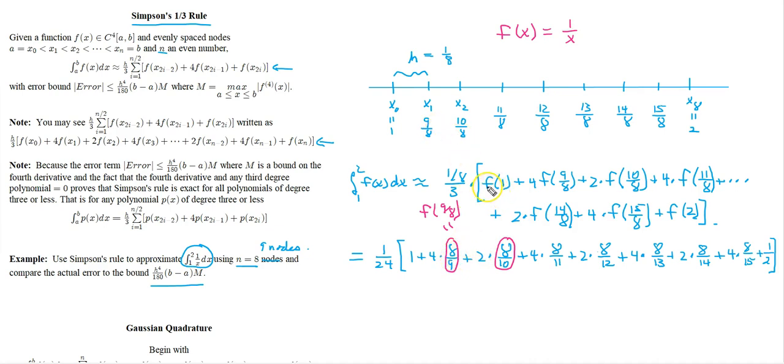That, of course, is not going to be the case for other functions that you might approximate using Simpson's rule. Now, when we evaluate this, you can use your calculator or Excel. I will show you in a second how to do this with Excel. What you get is 0.